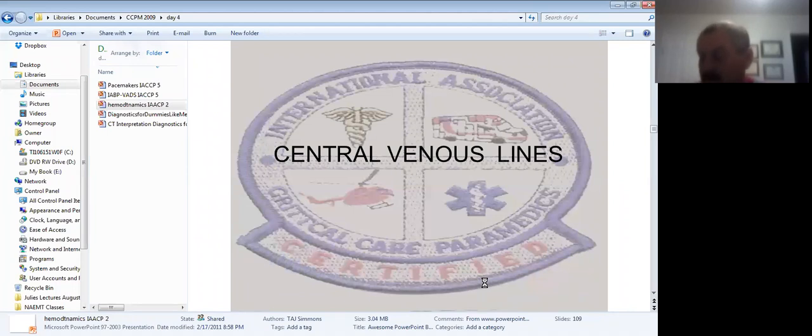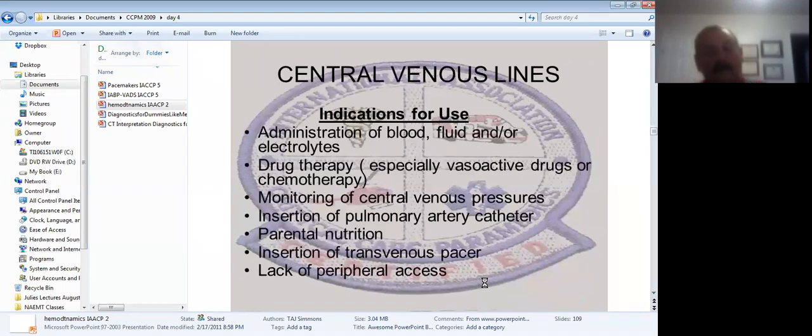All right. So let's talk about central venous lines. Central venous lines have been around for a long time. They're essentially used for the administration of bloods, vasoactive drugs, for monitoring central venous pressures, or if you're going to use them to insert a pulmonary artery catheter, for parenteral nutrition, for the insertion of a venous pacemaker, or if you just can't get peripheral access and if intraosseous access is contraindicated.